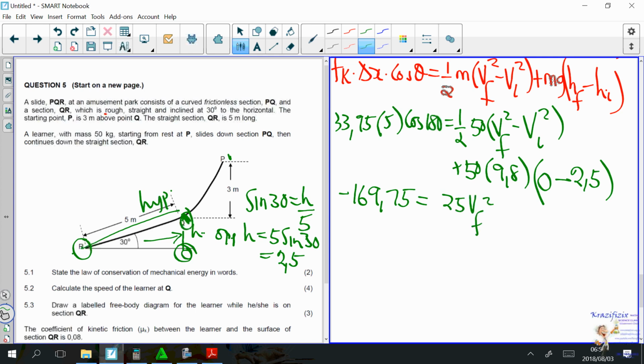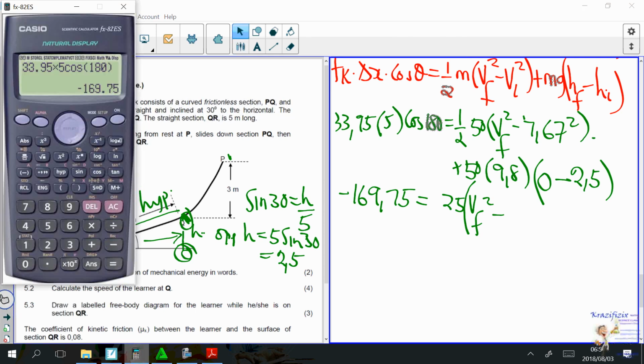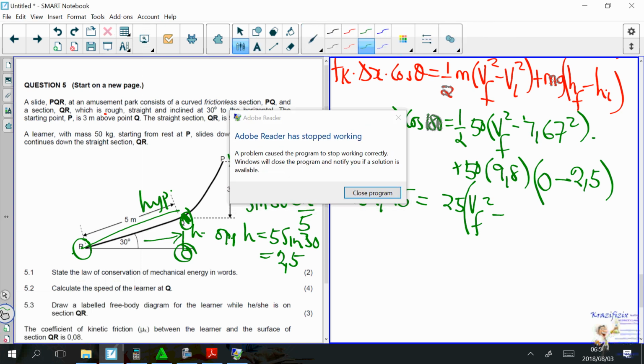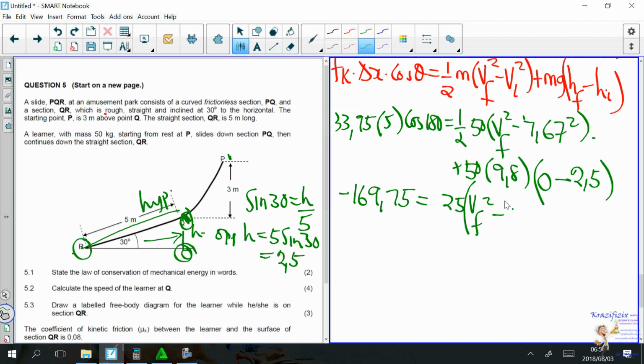Oh, by the way, guys, we do know our VI, which is what? 7,67 squared. All right, which is 25 into VF squared minus, I think it was 82. Well, let's do it again quickly. 7,67 squared is 58,8289. All right. Plus, can we do this now again quickly?